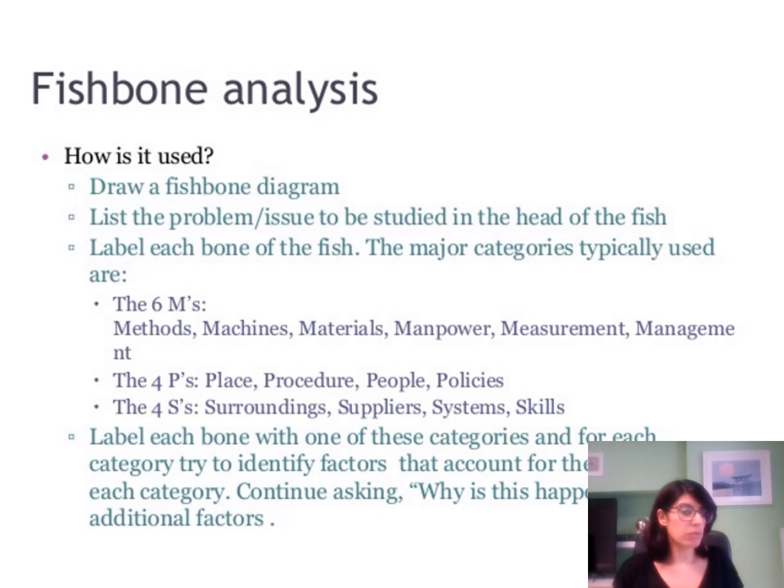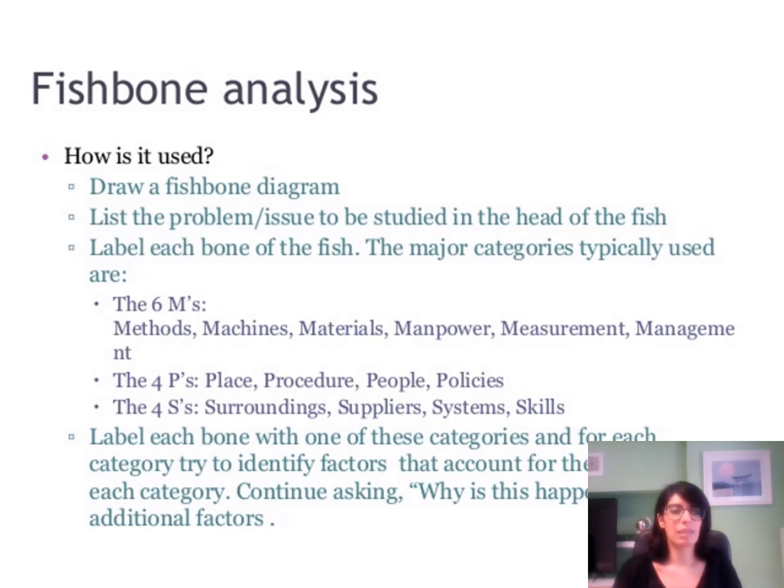So an example of a Fishbone diagram is to write the problem that you're trying to solve, and then in each of the bones of the fish, you can use something like the 6 M's, which is methods, machines, materials, manpower, measurement, management. The 4 P's, place, procedure, people, policies, or the 4 S's, surroundings, suppliers, systems, skills.